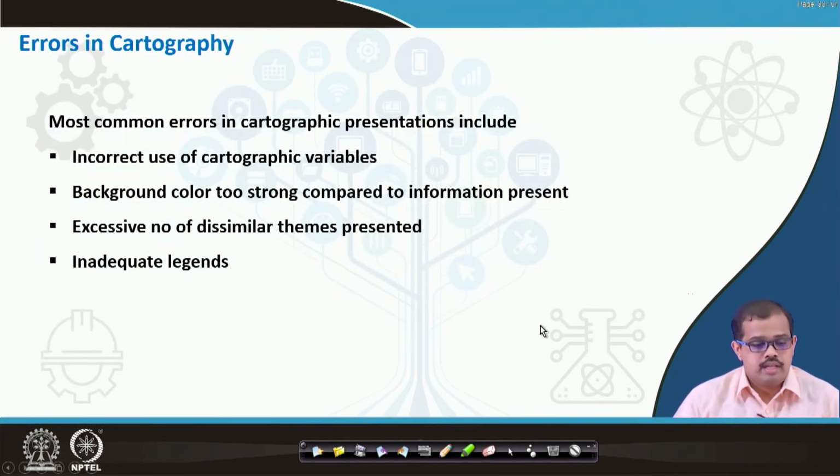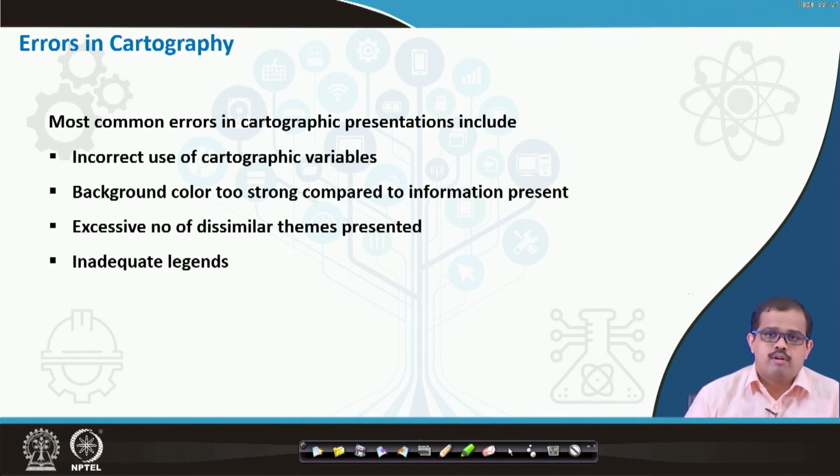Okay, so this is basic symbol selection that we have to do, but there are again errors in the usage of these symbols. First of all is the usage of the cartographic variables. So how do you use all of these symbols? Then background color sometimes is too strong compared to the information present, so that has to be matched. In many places this happens, so you have to be extremely careful.